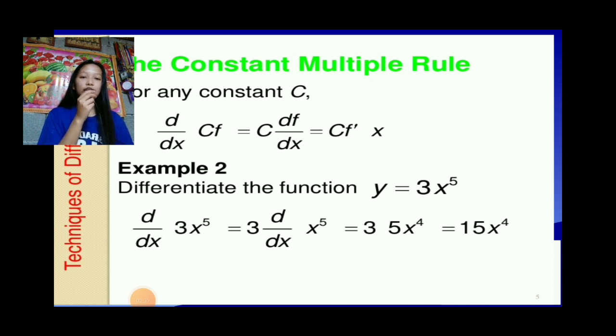So d/dx of 3x to the power of 5 is equal to 3 d/dx of x to the power of 5, that is equal to 3 multiplied by 5x to the power of 4, so we got 15x to the power of 4. We have to multiply the constants, that is 3 multiplied by 5, so we got 15.